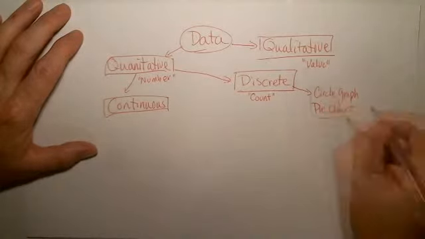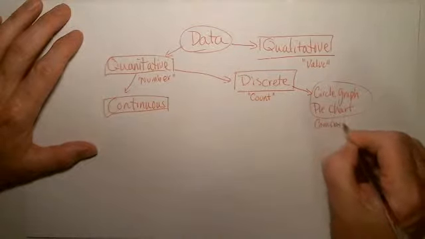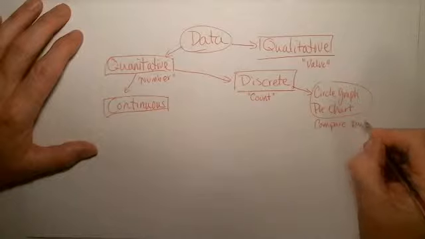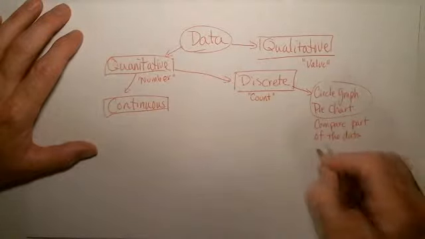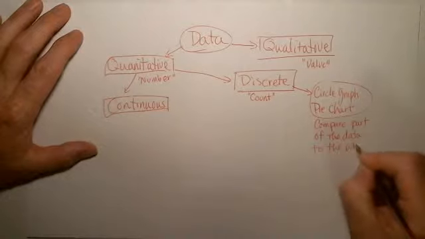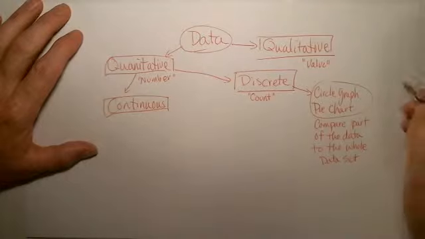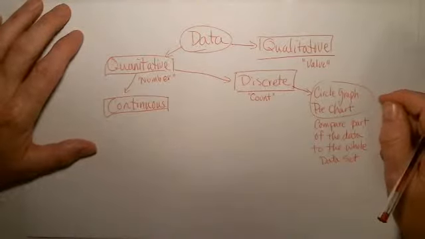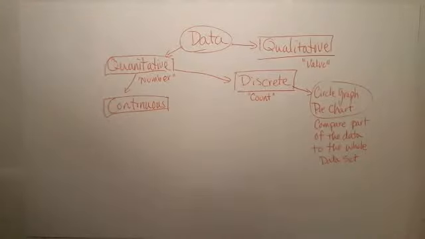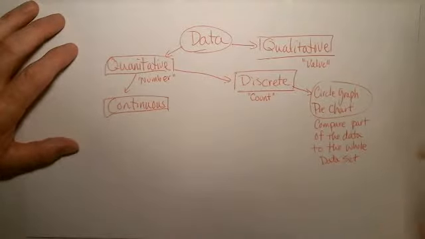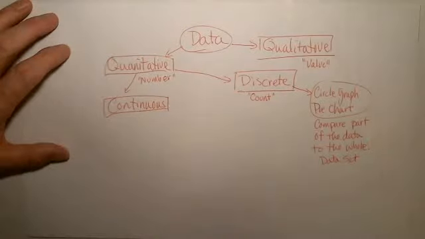And we use these when we want to compare a part of the data to the whole data set. So like what percentage of flowers are red, or what percentage of, well, just thinking the elections coming up, what percentage of the House of Representatives is Republican, what percentage is Democratic.